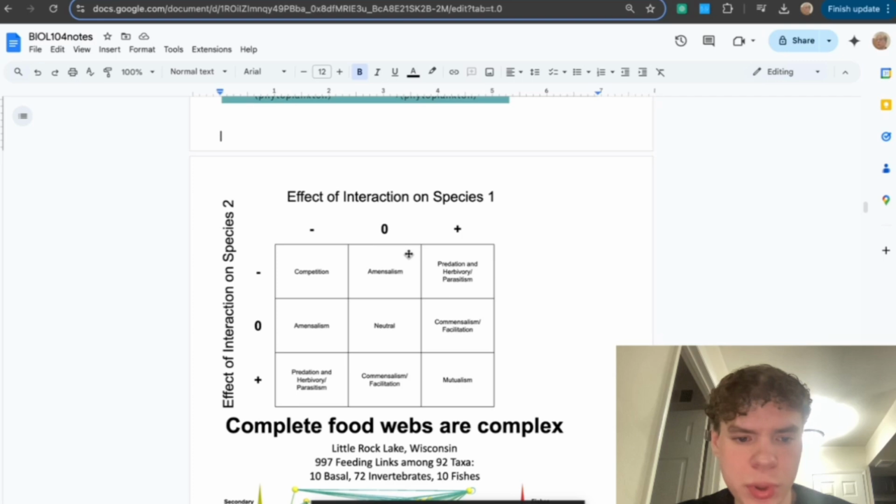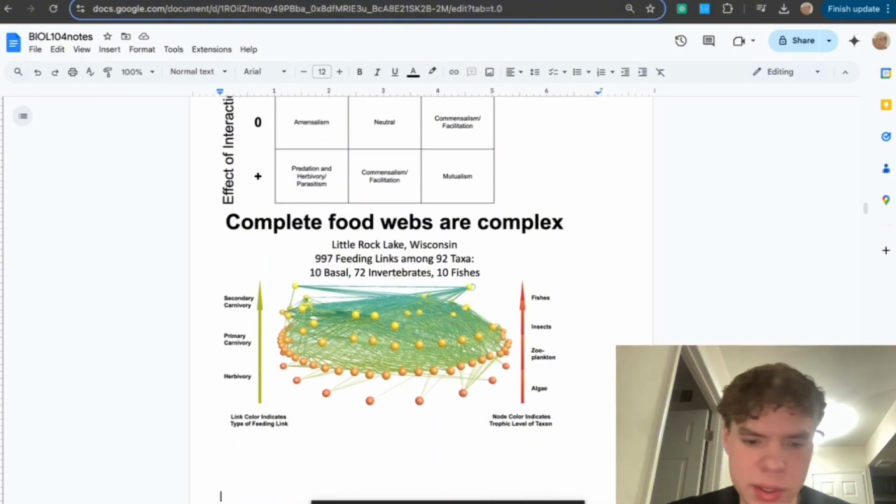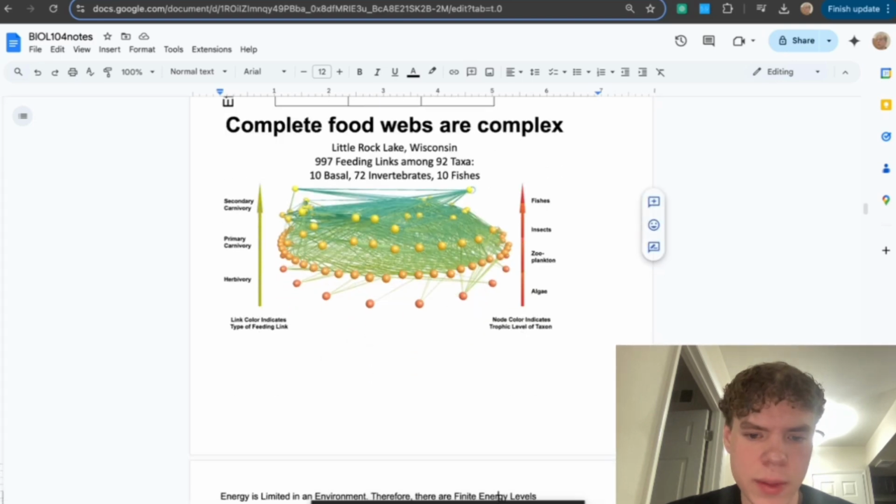We get predation, right? So all these organisms interact with each other in very special ways, and they're very complex. This is a true food web here, and you can just see how many chords there are. It's a web, and it's very complex. So if something happens to one organism, then it could be dangerous for the entire food web, if that makes sense.